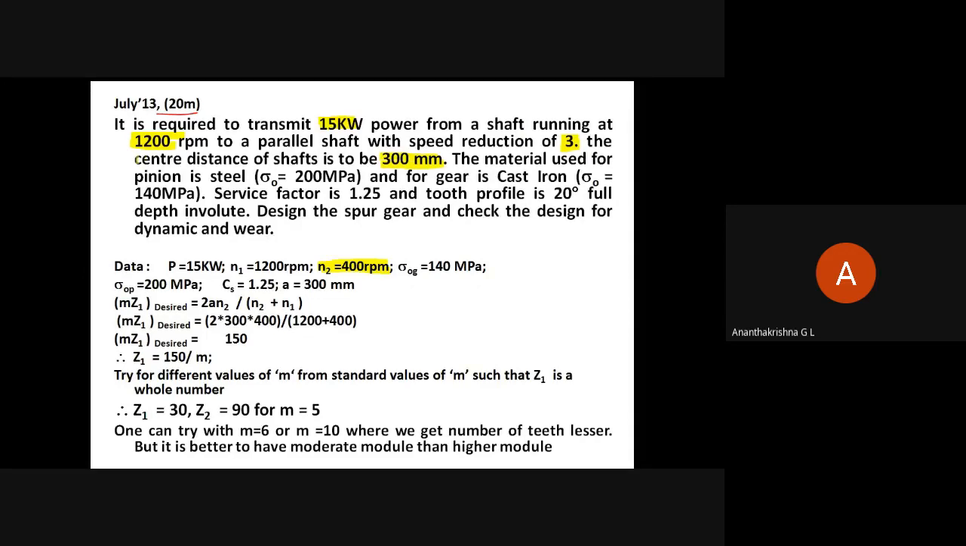Please note down the problem in your notebook. Don't try to take only the data from the screen. Note down the entire problem into your notebook.